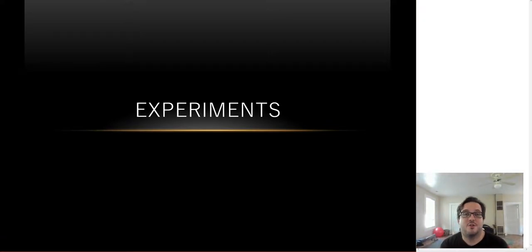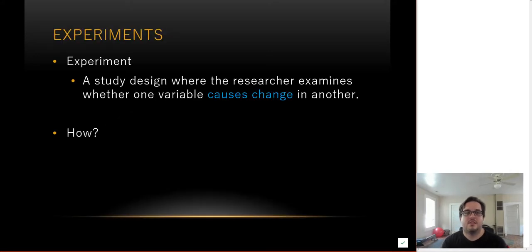If you want to determine whether one thing causes change in another, you need to use an experiment. An experiment is a study design where the researcher examines whether one variable causes change in another. Well, how would you do this?